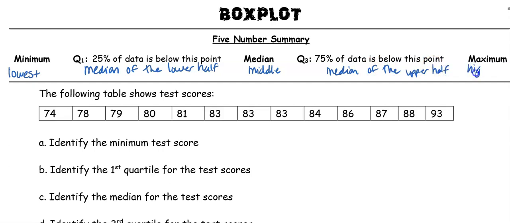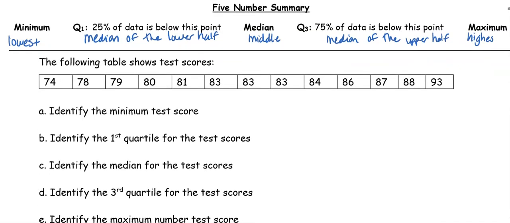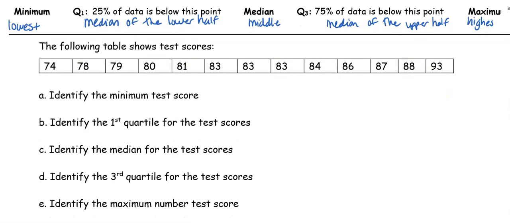And this is our highest value. These are the values that we are going to use to create this box plot. If you look at our numbers, we've got our numbers already in chronological order, which is good, so we don't have to reorder anything. We have some values that are really easy to find.